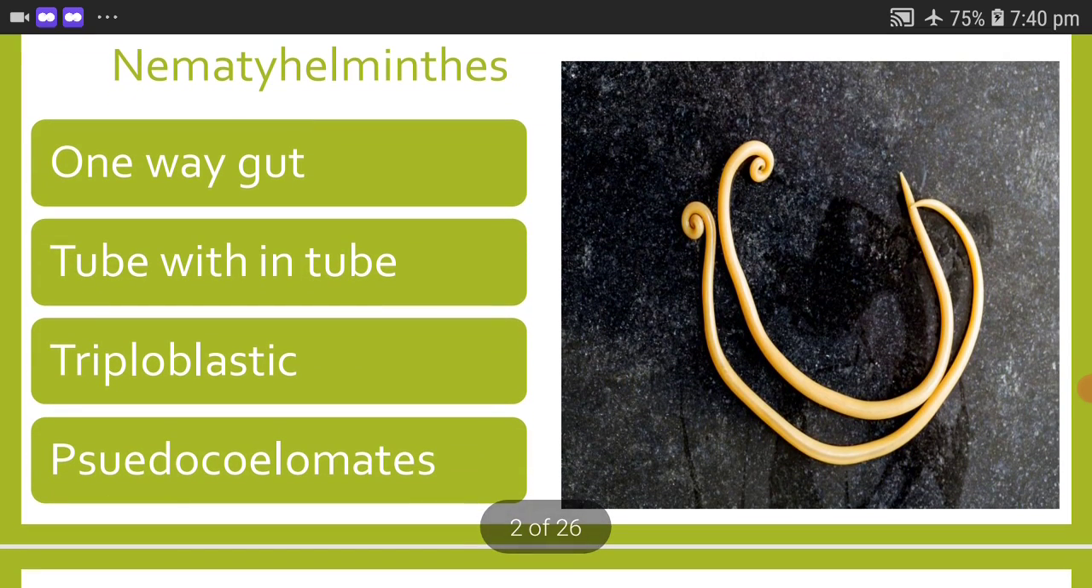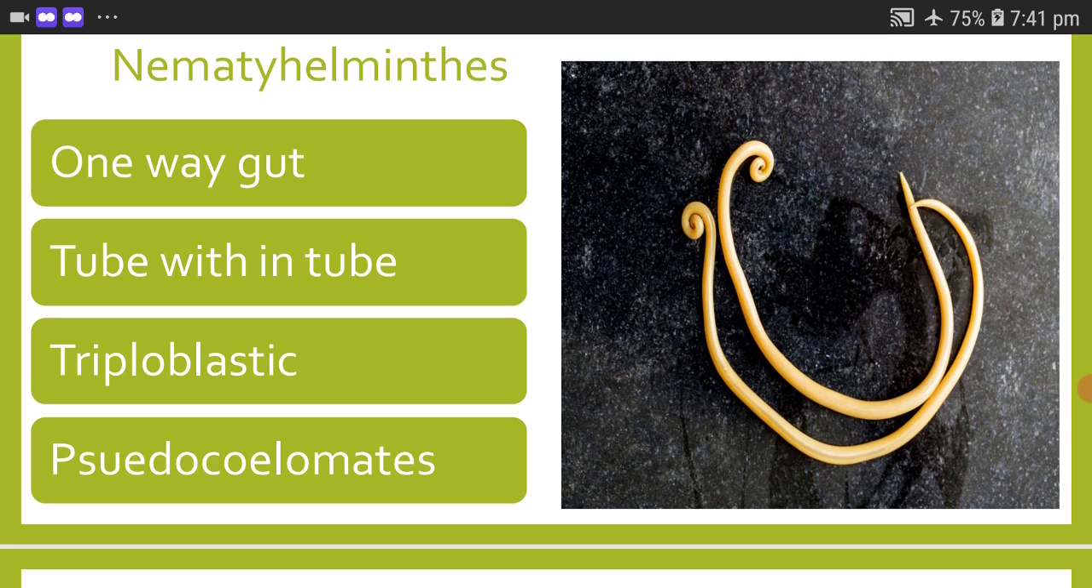This is, of course, the picture of Nemathelminthes. The diagram that you are seeing in this slide belongs to Ascaris lumbricoides. So let me repeat, nematodes are triploblastic in nature, they are bilaterally symmetrical, the gut is one way gut, and it exhibits tube in tube arrangement, and these are pseudocoelomates. Nematodes are pseudocoelomates because the coelom in nematodes is not lined by mesoderm. If the coelom is not lined by mesoderm, such a coelom is called pseudocoelom, and the fluid that is present inside this pseudocoelom is called pseudocoelomic fluid.